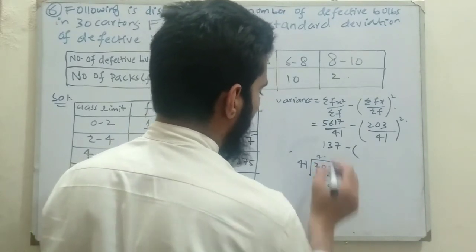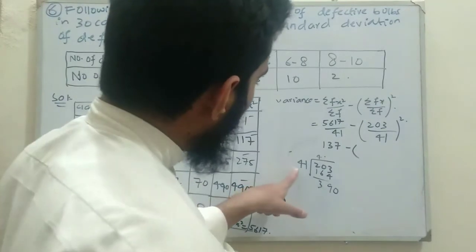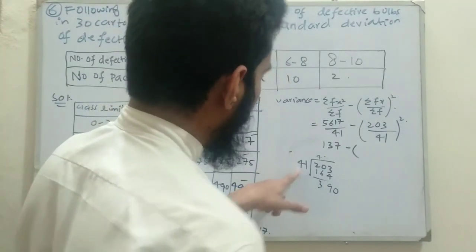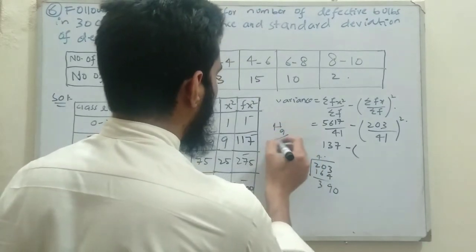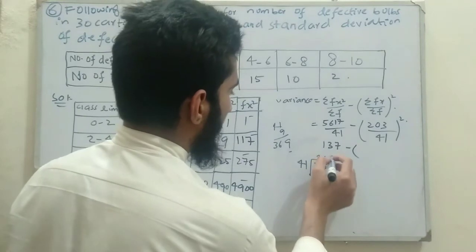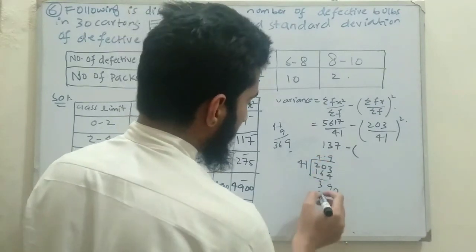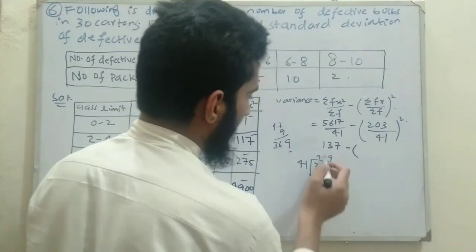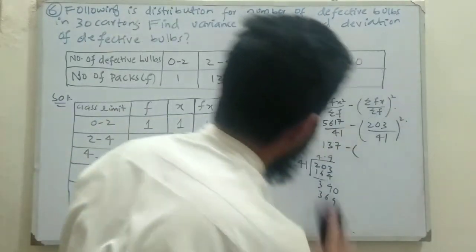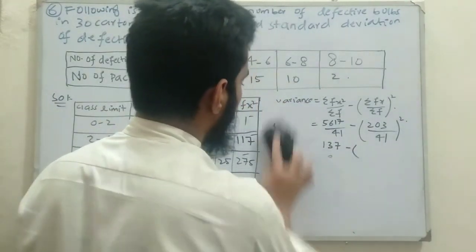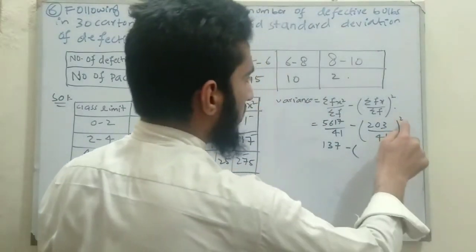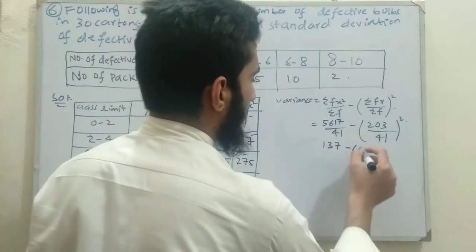Here is 0 and point. So 41 multiplied by 9 gives us 369. So the result will be around 4.9. It gives us roughly 5. So the result will be 5. So 203 divided by 41 gives us 5, and 5 square gives us 25.